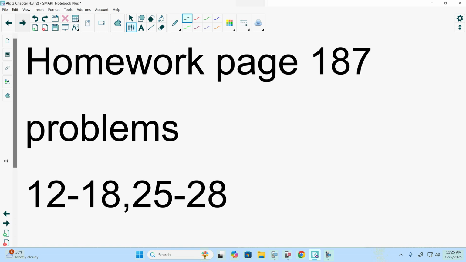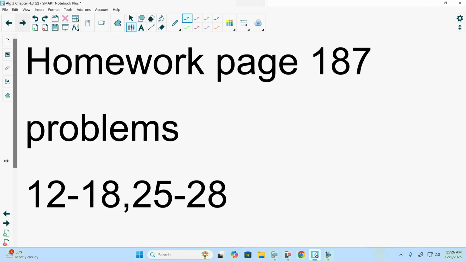I want you to write this down here. Make sure you get 12 through 18, 25 through 28. That is the assignment for this assignment. So for 12 through 18, you're doing synthetic division to solve those. For 25 through 28, use synthetic division to find the value, like we did on those last two. Okay?